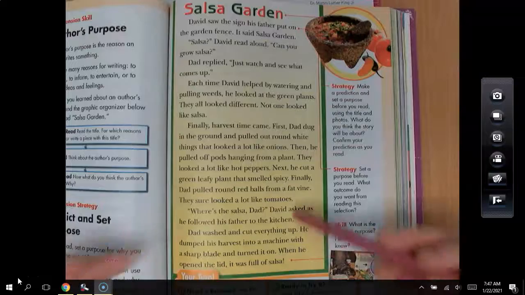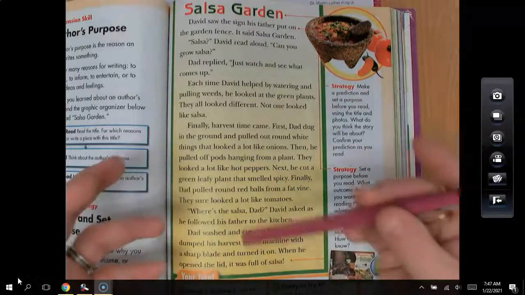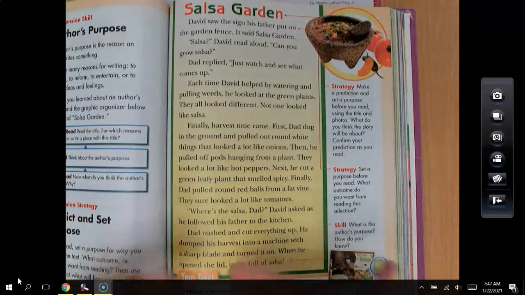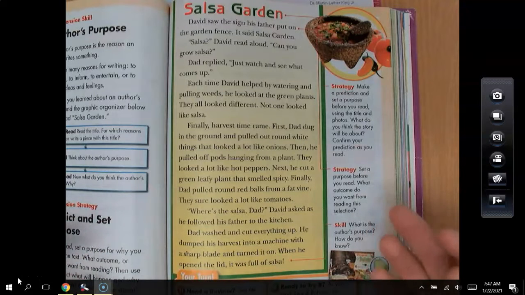Can you make salsa just from a garden? When you pick those harvests, does that automatically become salsa? Or did Dad have to do some other things for him to create salsa?